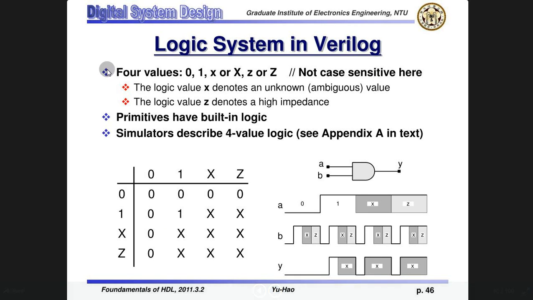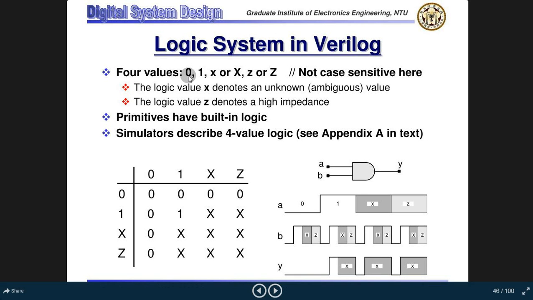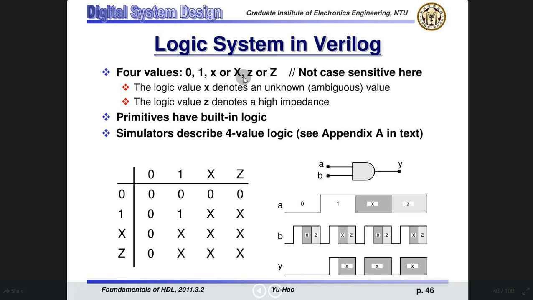The logic system in Verilog has four values: 0, 1, X and Z. X represents an unknown state, and these are not case sensitive here. The logic value X denotes an unknown, ambiguous value. The logic value Z denotes high impedance. So this is important: primitives have built-in logic, and the simulators describe four-valued logic. Now let's describe it.